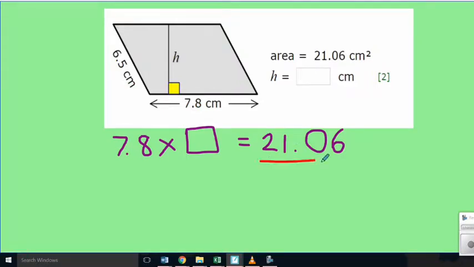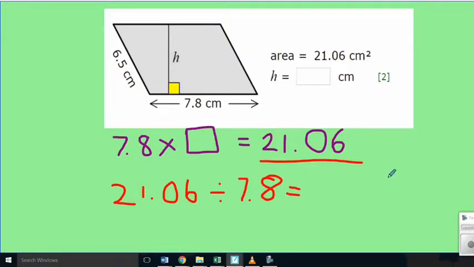So for this one, we're going to have to do the inverse. We're going to have to start with our answer, 21.06, and we're going to have to divide it by 7.8. And even if you try and use a bus stop method, okay, it's not the most efficient way right now. So realistically, we're going to let you, for this one, use a calculator, but just for the question that you have to divide a decimal by a decimal, okay? So we'll let you use a calculator.